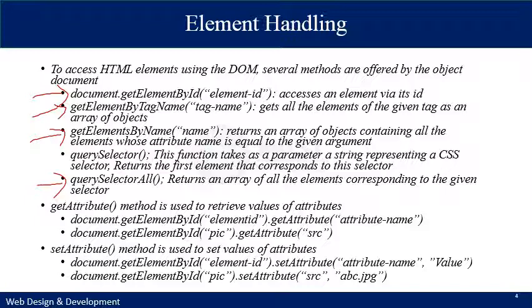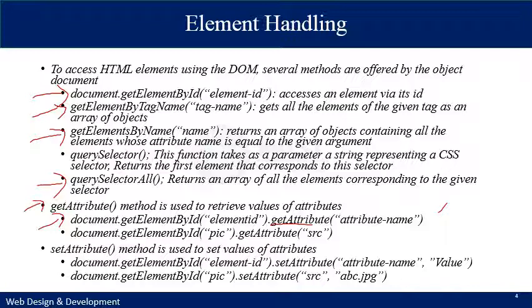If you want to get the attribute of a specific element, you can use the getAttribute method with any of the above methods. So for example, if you want to get the attribute of an element, you can use document.getElementById. This will provide you the element. Then you can call the getAttribute method of the accessed element and provide the attribute name.